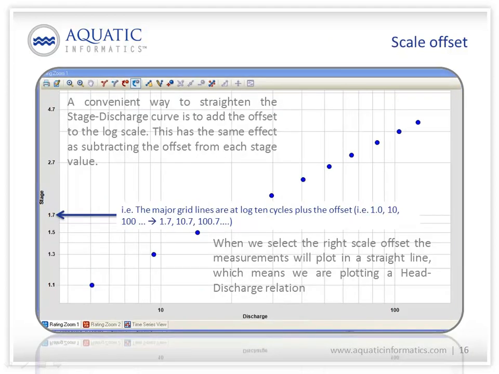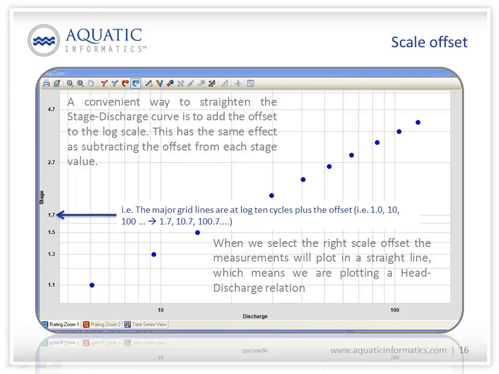Now, because we're working in a log-log space, there's a really neat little trick that we can do to simplify making rating relations. And that is, rather than adding or subtracting our offset to each and every stage observation, we can just add or subtract that offset to our scale on the ordinate axis. So where our log scale is, say, 1, 10, 100, 1000, etc., it becomes 1.7, 100.7, 1000.7, etc.